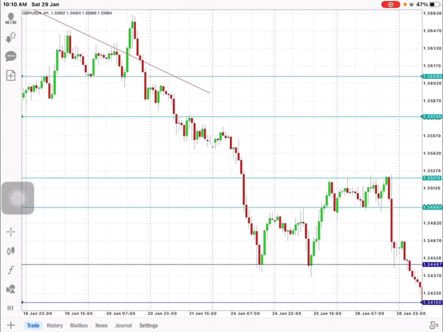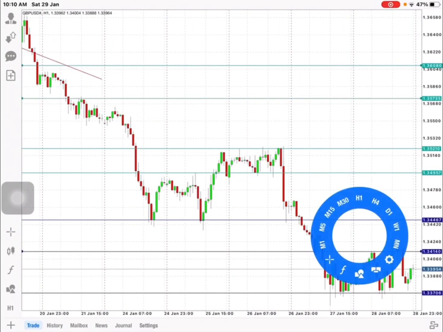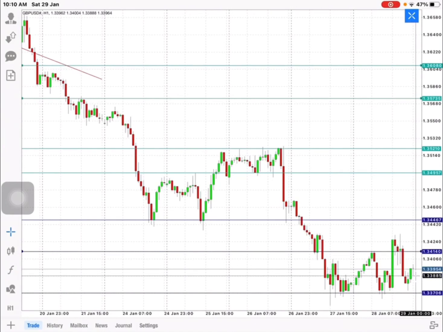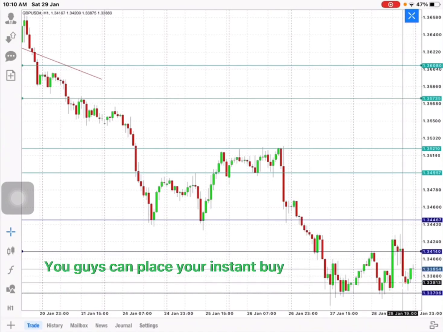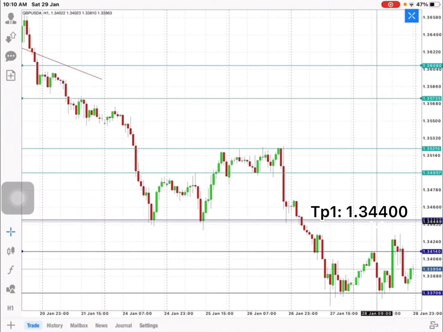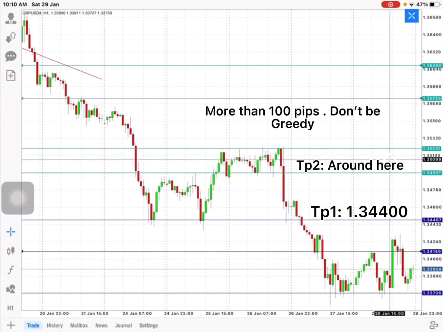Okay, so for GBPUSD, I'm a seller, but before that, I told you guys the USD index has to retrace before moving up. So for GBPUSD, in this area here, one of my analyses is I would buy GBPUSD. My TP1 will be around 134,467, 134,400, and my TP2 around this area, guys.